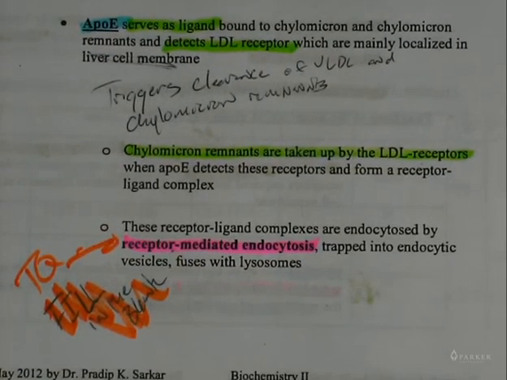This used to be a fill-in-the-blank question. That's why we stress it. I don't think it showed up in my try, but it has showed up before, not as a fill-in-the-blank, but just as a TQ. They're absorbed at the liver by receptor-mediated endocytosis, TQ.